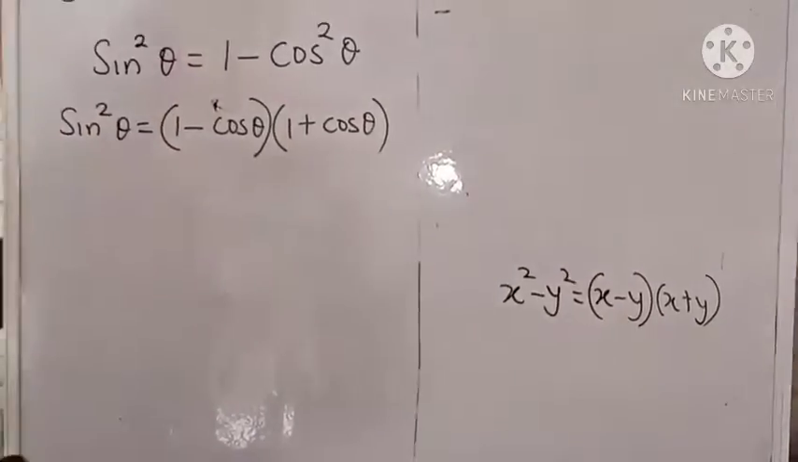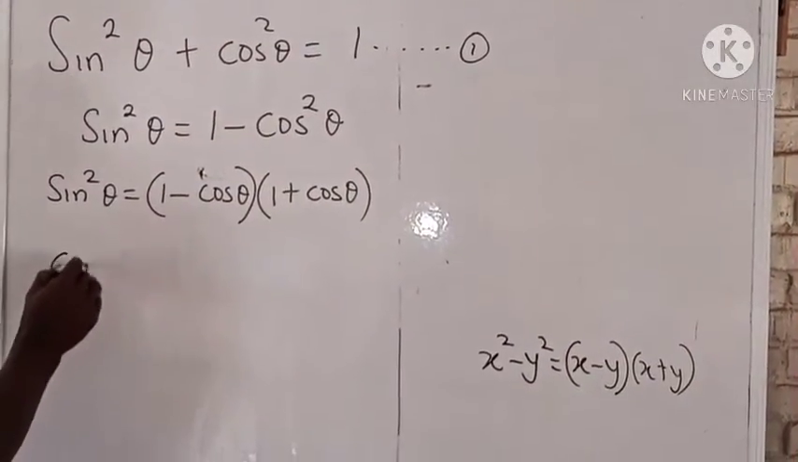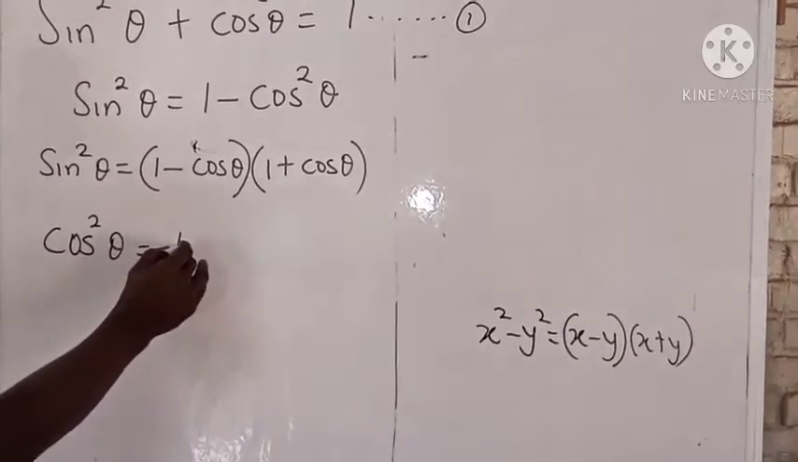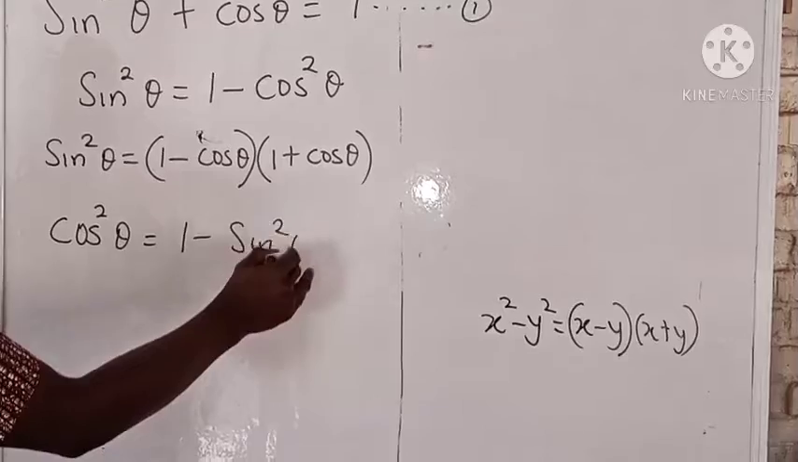Going back to the first identity, if I make cos squared theta the subject, cos squared theta becomes 1 minus sine squared theta.